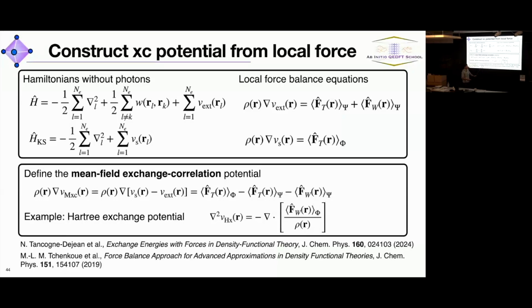So this is how we use the local force balance equation to construct the electron exchange potential. And you can also do a similar thing for the correlation potential. Here you can see we don't rely on an energy functional, so we can avoid the functional derivative. Now the next thing is that we are going to include this.